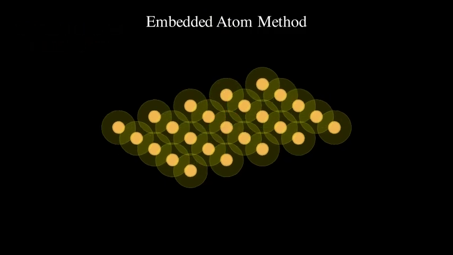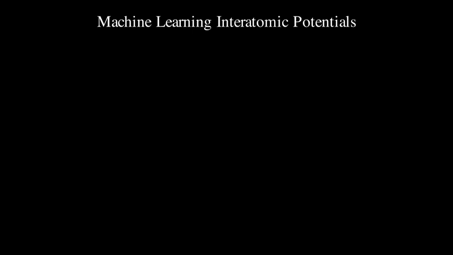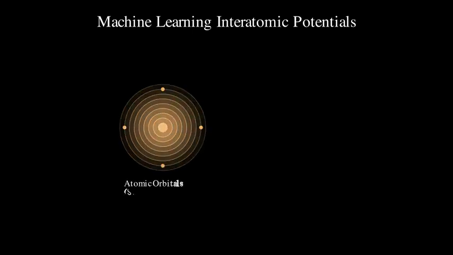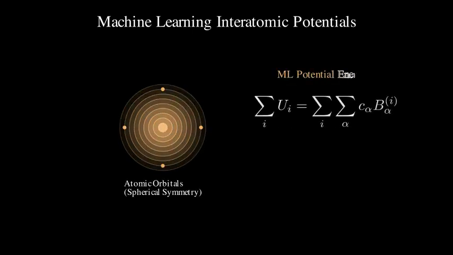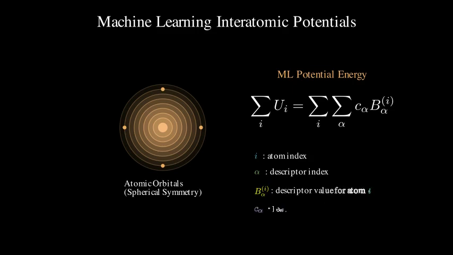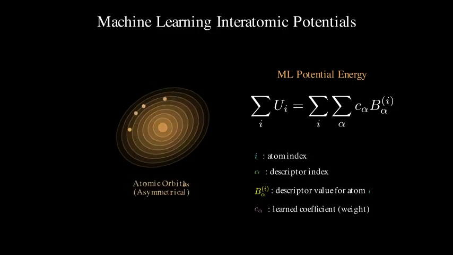But what if our electron clouds aren't symmetrical? We'll need a different method to describe anisotropic effects in our material. The machine learning potentials allow us to describe asymmetrical effects by encoding angular dependence in descriptor functions.